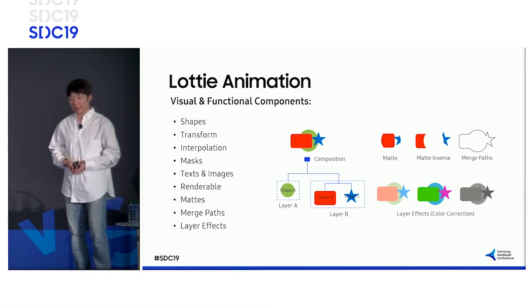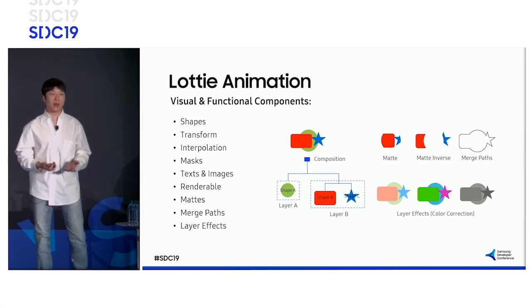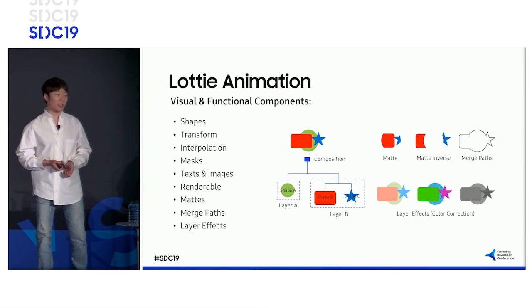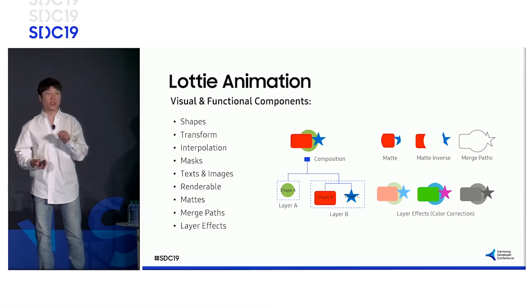There is a categorization of the Lottie visual and functional components. And I think most items in the list are understandable by looking at their names, but matte, seventh in the list, might be a little bit strange name for you. But matte is quite similar to the masking method. It's quite useful and necessary for designers. That's why I'm pointing it out here.